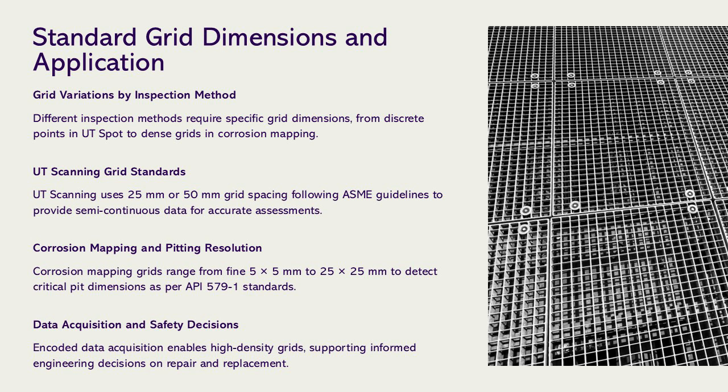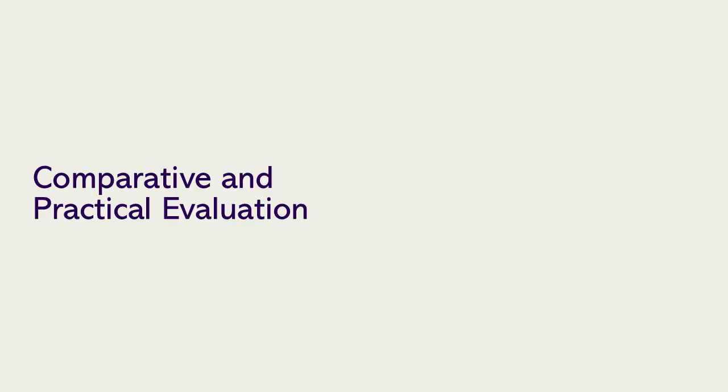API 579-1 references fine grid requirements for pitting assessments under Part 4, recommending a resolution appropriate for identifying critical pit dimensions. ASME Section 5 Article 5 requires encoded data acquisition for mapping, enabling high-density grids. These grid dimensions ensure coverage appropriate to the severity and morphology of corrosion, supporting safe engineering decisions regarding run, repair, replace strategies. Comparison of UT spot, scanning, and mapping.